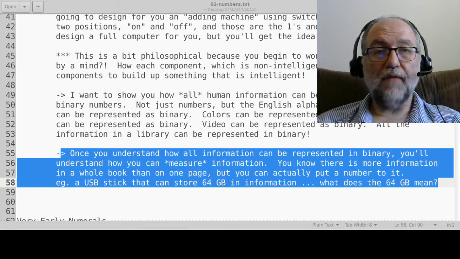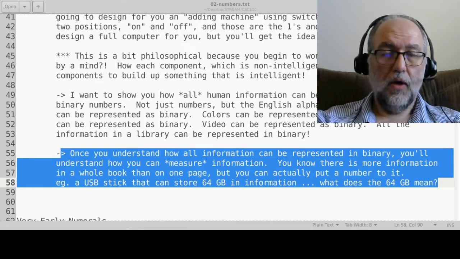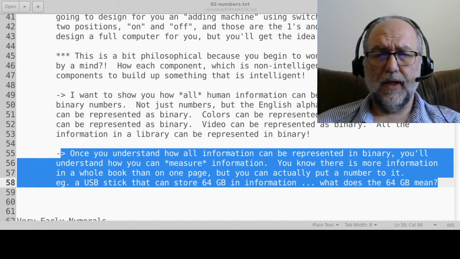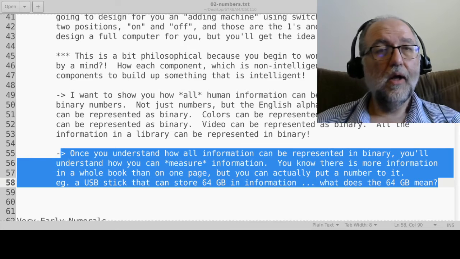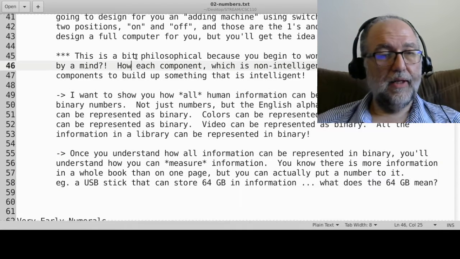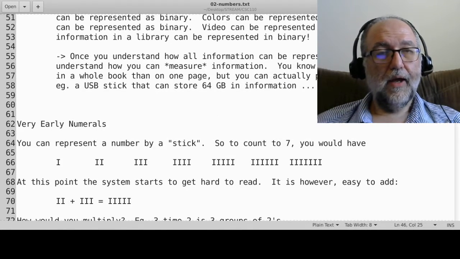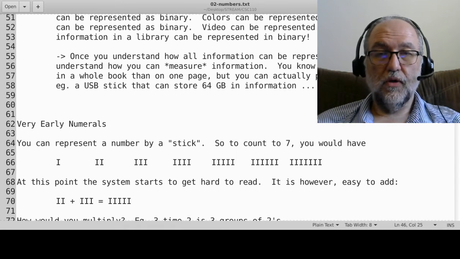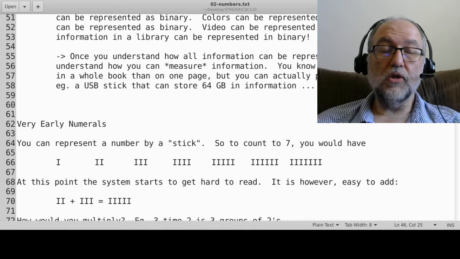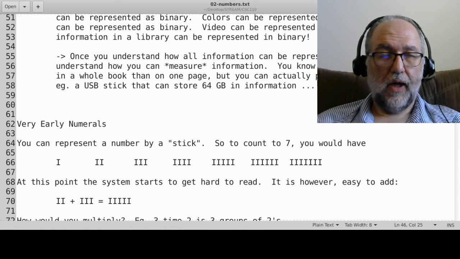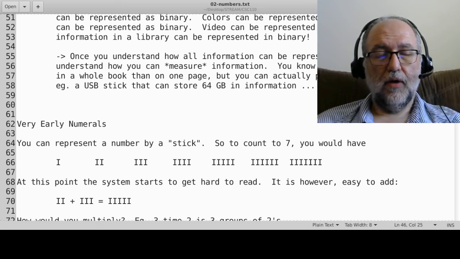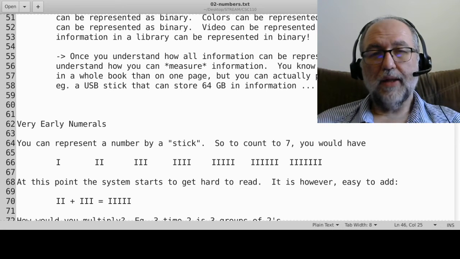So I've given you an overview of where we're going with all of this, because I didn't want to just jump into numbers and have you wondering why I'm teaching you this. So let's start off. Here I call this very early numerals, numerals being how we write down the numbers. Humans have been counting verbally for a long time, but how do we write them down?